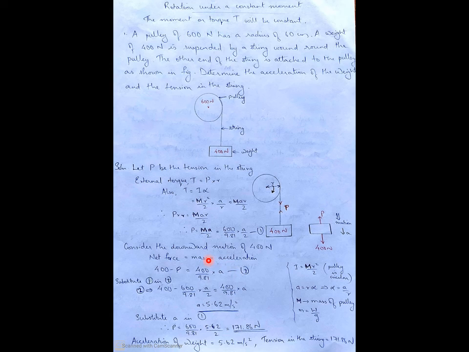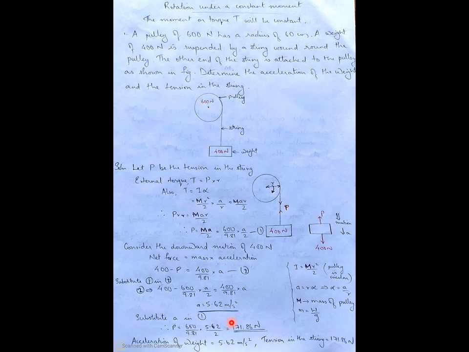Mass of what? It's not the mass of the pulley, it is the mass of this body itself. So mass of this body is 400, weight is given as 400. So mass is 400 divided by 9.81 into acceleration. So now it is 400 minus P. We already got a value for P, which is 600 divided by 9.81 into A by 2. So substitute equation 1 in equation 2. Solving these two equations, you will get the acceleration as well as the tension.